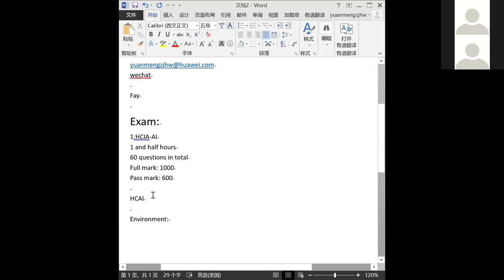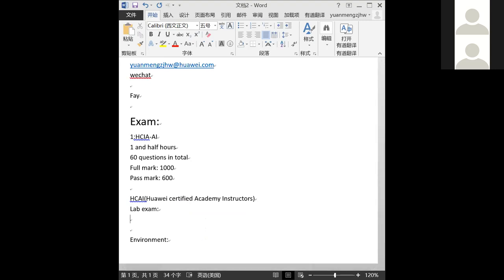And the second exam is HCAI exam, and this is Huawei certificate. A is for academic, and I is for instructors. So for this exam, there will be two sub tests. The first one is the lab exam.